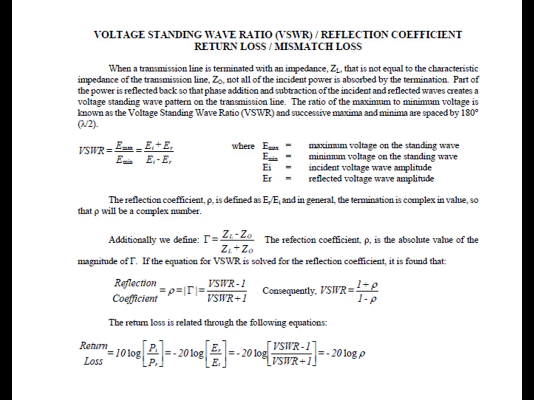Summary: mismatch creates reflected waves. Reflected waves form standing waves, measured using VSWR. VSWR 1 means perfect matching. Reflection coefficient tells how much is reflected. Return loss in decibels tells how good the matching is.